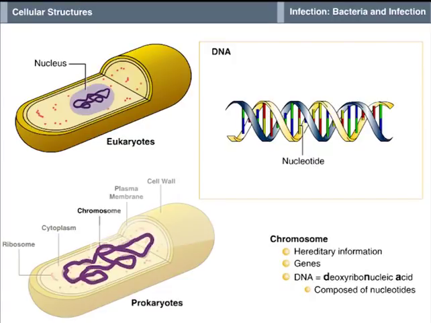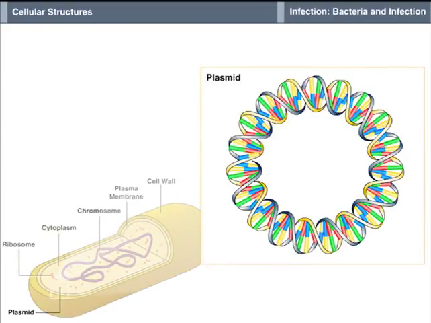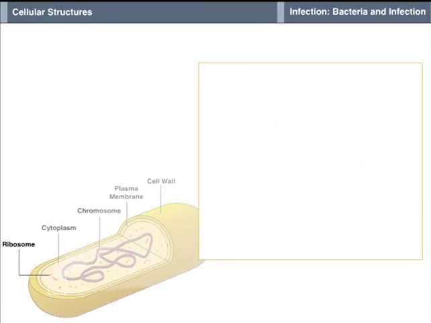In addition to a single chromosome, many bacterial cells contain circular molecules of DNA called plasmids. Plasmids may carry genes that code for resistance to antibiotics and for production of toxins, both of which are important to bacterial survival. However, the DNA contained in them is not necessary for reproduction or other basic cell functions.